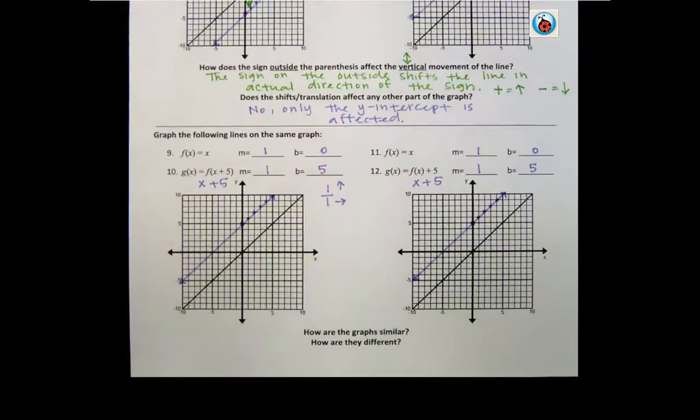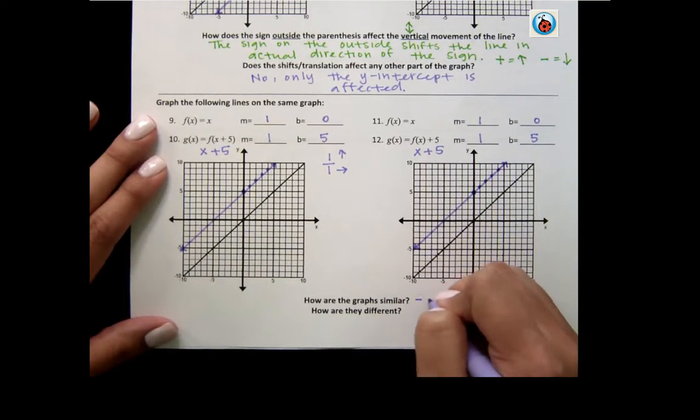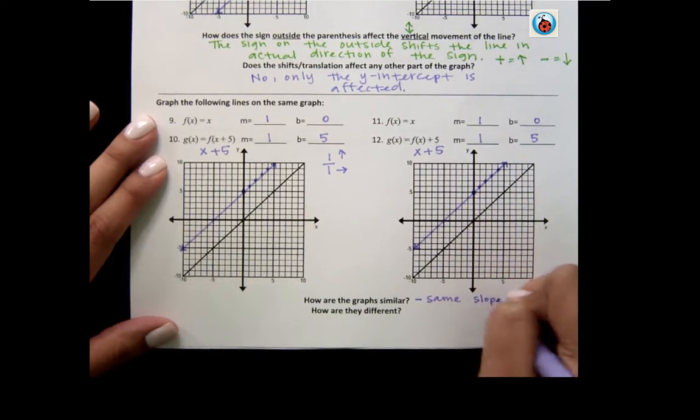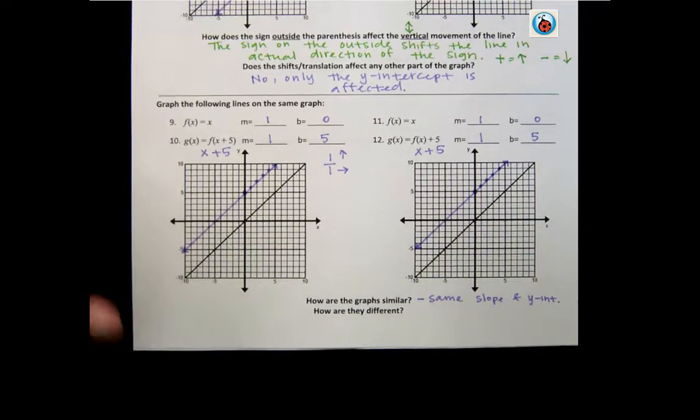So I have two graphs that look exactly the same. How are the graphs similar? Well, they have the same slope and the same y-intercept. How are they different? Well, they're not different. The difference is the way we look at the shift.